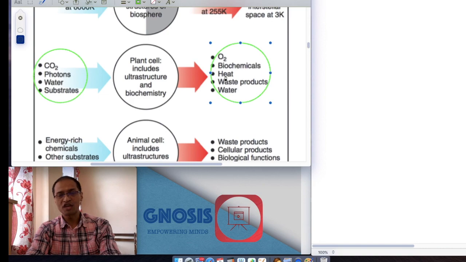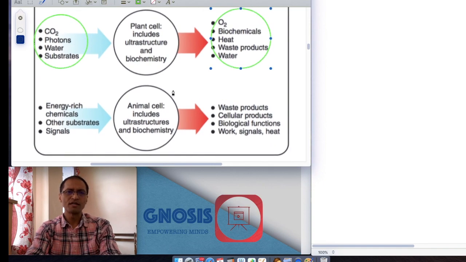So there is an exchange of energy and matter between the biological system, which in this case is your plant cell, and the surrounding environment. And the same also is true for animal cells. You have the same kind of thermodynamic system where you have an exchange of energy and an exchange of matter between the system and the surrounding environment.